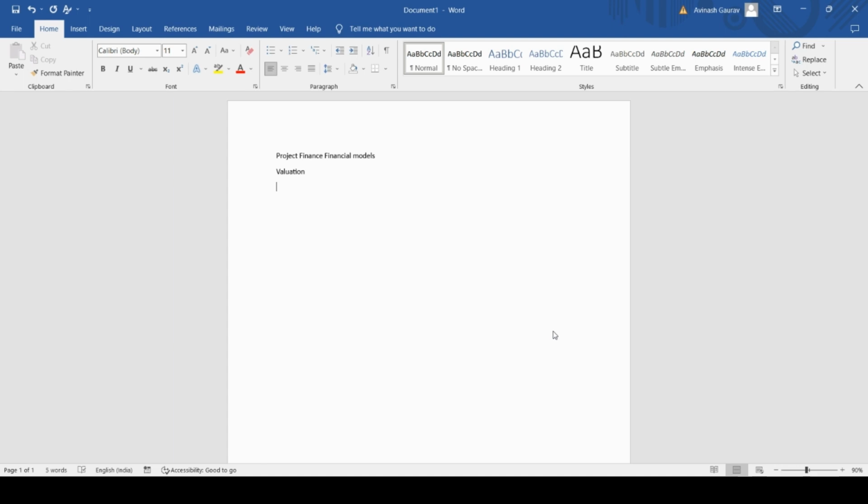So whenever you apply for a job interview, this question is very common: please tell me the guidelines of financial modeling. So your answer should be very crisp and very clear, right? The best answer to give here is that your financial model should be FAST standard, right? Now what is this FAST standard?